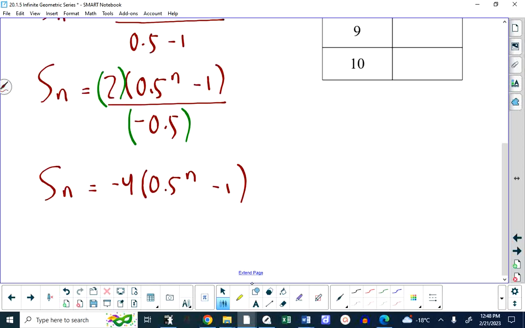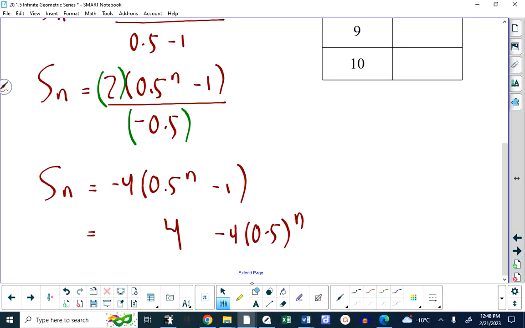We could multiply that negative 4 in. And if you think carefully about what happens, this 0.5 to the n is positive 0.5 raised to the n. If I multiply it by negative 4, I'm going to get negative 4 times 0.5 to the n. And when I multiply the negative 4 by the 1, I get 4. So this is what we can use to find the sum.